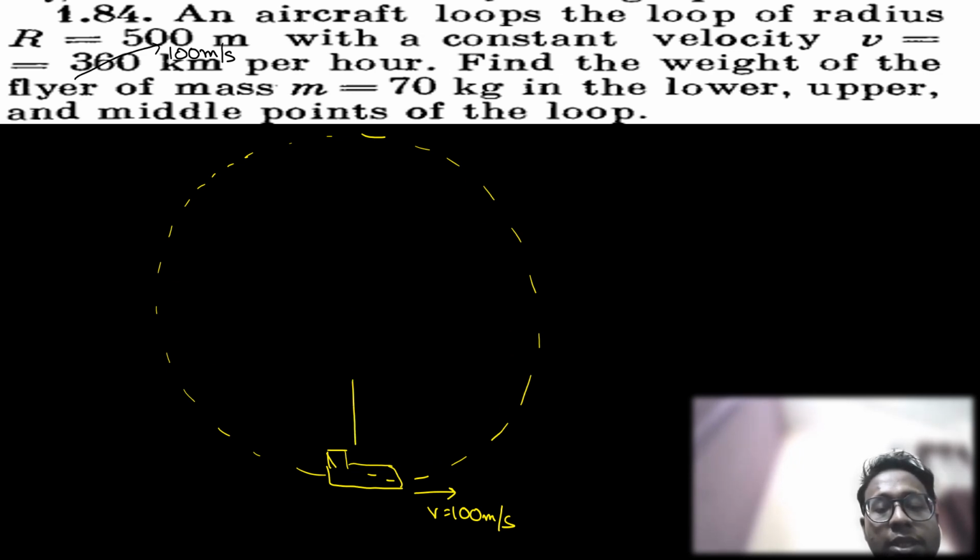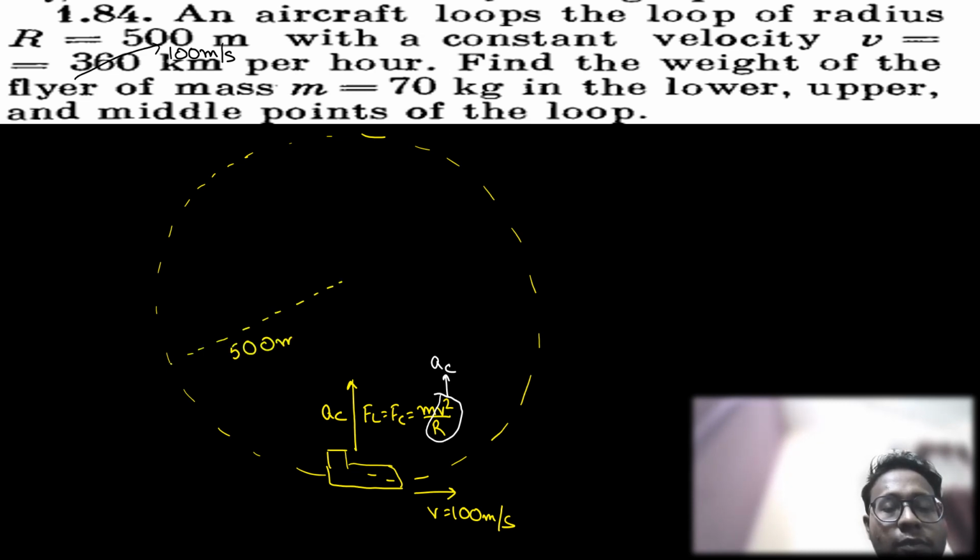And what is the value of the centripetal force or the force of lift? Force of lift is equal to centripetal force, which is equal to mv square by r. But v square by r is nothing but the centripetal acceleration towards the center. So this aeroplane will have a centripetal acceleration towards the center. Now my question is, what is the radius of the circular orbit? 500. Okay.